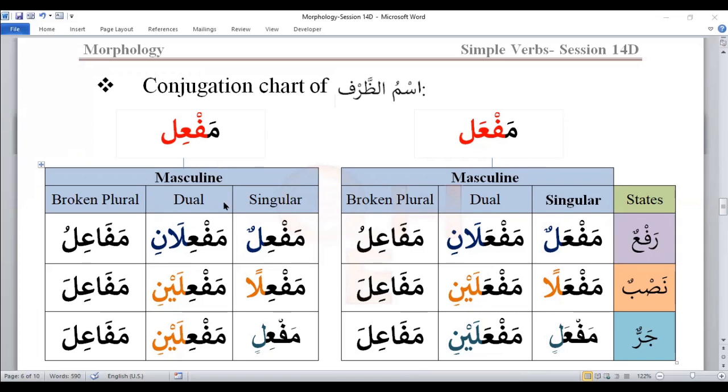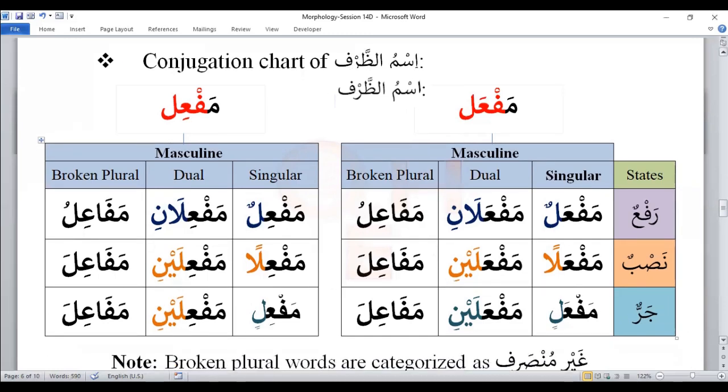Okay, now let's go over the conjugations for the pattern maf'il. Maf'ilun, I'm reading the default state. Dual, maf'ilani. Broken plural, mafa'ilu. So the broken plural is the same. It did not change for both patterns. For the nasb state, maf'ilan, dual, maf'ilaini. Broken plural, mafa'ila. Jar, maf'ilin, dual, maf'ilaini. Broken plural, mafa'ila.